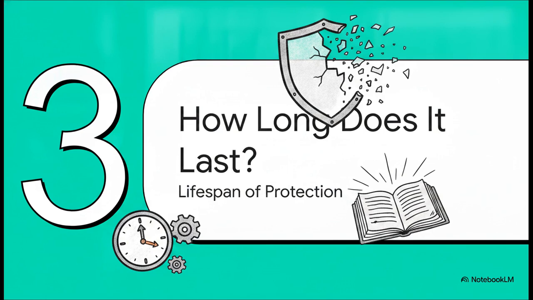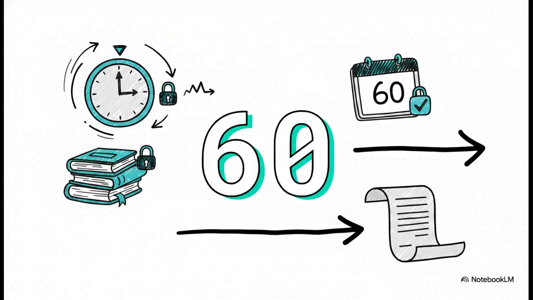All right, Section 3. How long does it last? The lifespan of protection. We've established birth and ownership, but copyright protection absolutely doesn't last forever. Eventually, everything enters the public domain. So how long does this shield last? Well, the crucial point is this massive number right here, 60. 60 years is the magic threshold that repeats over and over throughout the Copyright Act when determining the lifespan of protection. But exactly when that 60-year countdown starts, that depends entirely on the type of work.